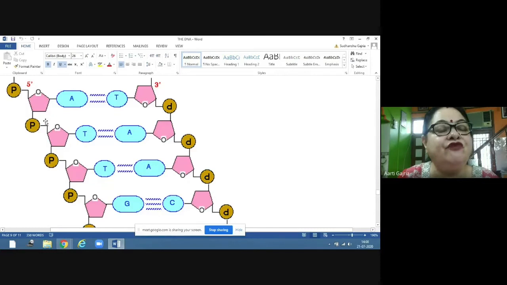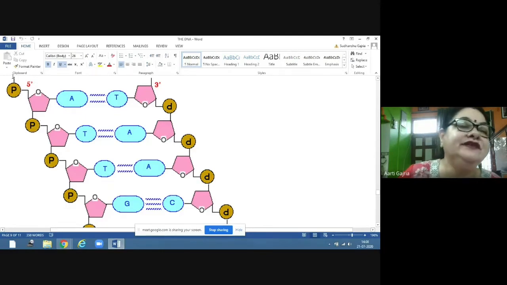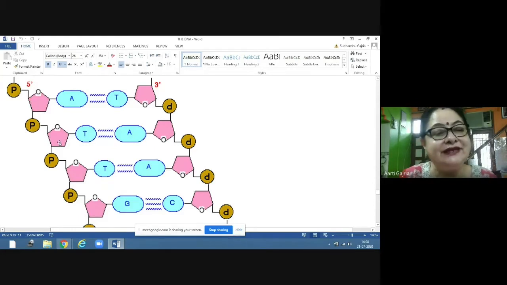This is called a phosphodiester bond because on both sides you will find pentose. Now this one is only one phosphate connected with one pentose, so this bond is called a phosphoester bond. This is diester and this is ester. Clear? Okay. Now the bond present between the pentose and the nitrogenous base is called N-glycosidic bond.